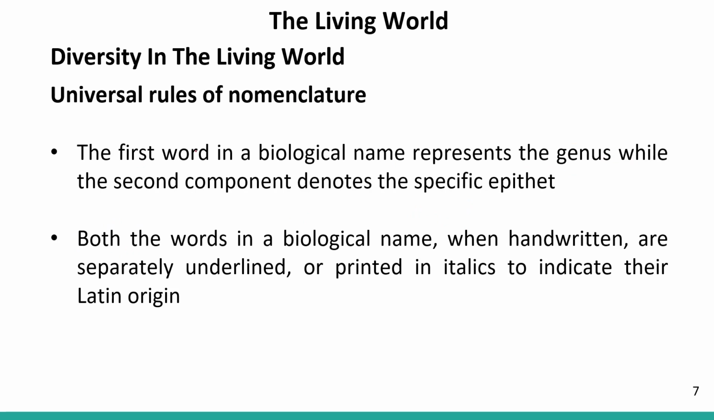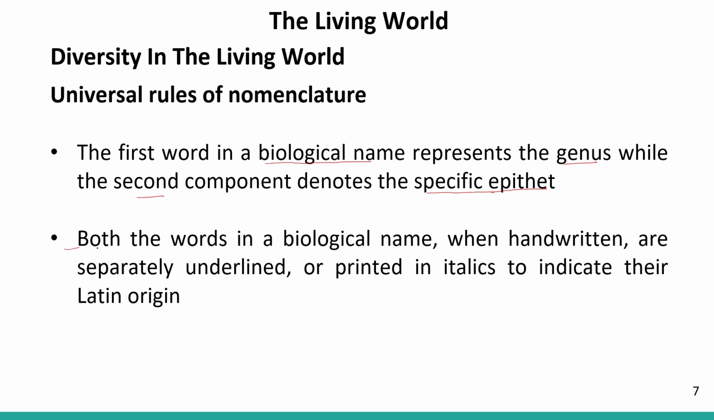Now the first word in the biological name represents the genus. This we have already discussed, while the second component denotes the specific epithet. We took the example of Mangifera indica. Mangifera is the generic or genus name and indica is the specific epithet.